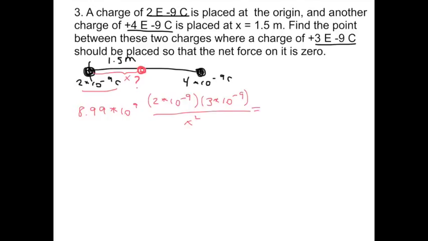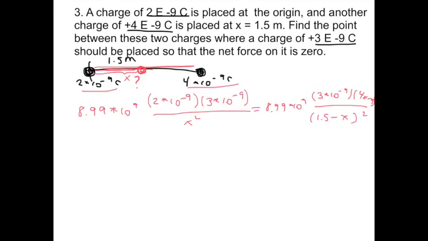Now on the other side, I might run out of room here, but we have Coulomb's constant again, 8.99 times 10 to the 9th. We have the central charge, which is 3 times 10 to the negative 9th. We have the rightmost charge, which is 4 times 10 to the negative 9th. And then divided by, and this time we'll call the radius 1.5 minus x, because it's this total distance minus the little part over on the side. And then that'll all be squared.